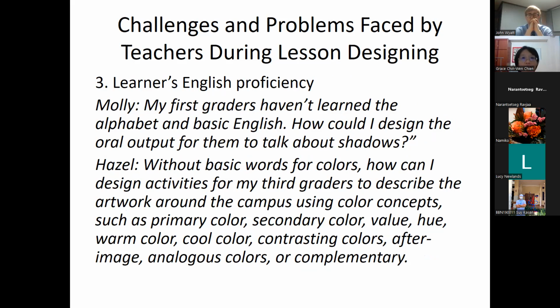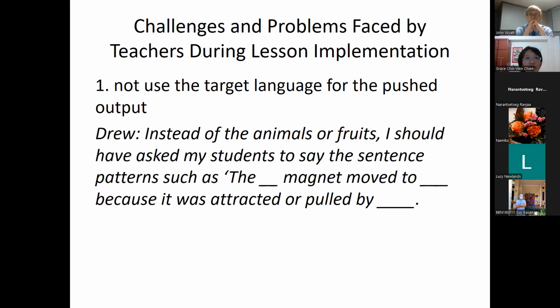Hazel also said, without basic words for colors, how can I design activities for my third graders to describe the artworks around the campus using the color concepts? For example, primary color, secondary color, hues, warm colors, cool colors, the contrasting color, etc. And another challenge is that students did not really use the target language English for the push output. Instead of animals or foods, I should ask my students to say the sentence, the something magnet moved to because it was attracted or pulled by.